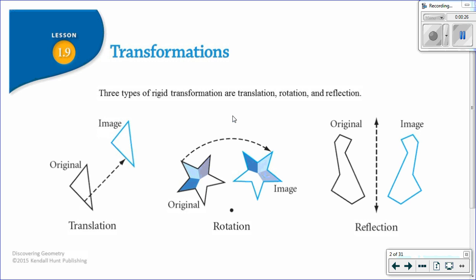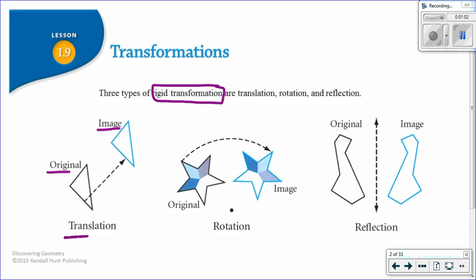All right, first of all, these are called rigid transformations. Rigid transformations retain the same shape of the original image. So the original looks like this, and the image of the original looks just like that. It hasn't expanded, it hasn't shrunk, none of the sides have changed length or anything like that. It looks the same, it's just in a different spot or in a different position. So it's a rigid transformation. It retains the same exact size and shape. So these are three types of transformations.